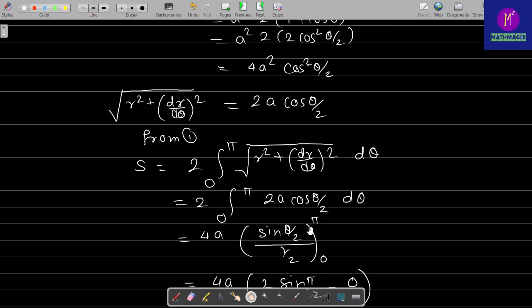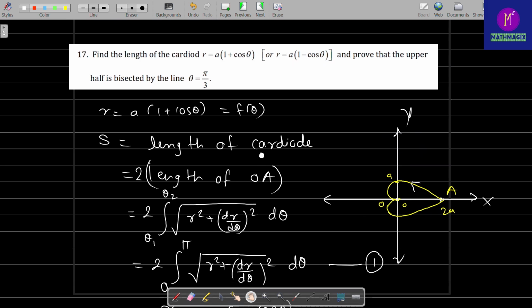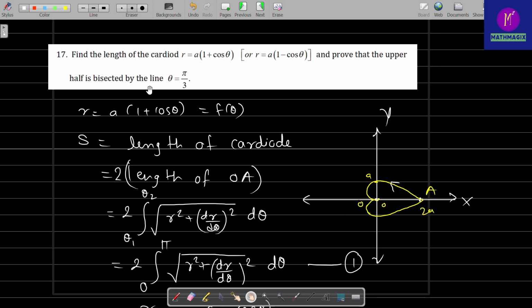So first part is done. In the second part we have in the question, prove that the upper half is bisected by the line theta equals pi by 3. Pi by 3 is nothing but the 60-degree angle, so it will be somewhere over here. So this is clearly theta equals pi by 3. Suppose this point is B, then I want to prove that the upper half is bisected by this line theta equals pi by 3. That means length of AB is equal to length of BU. So let us prove that.